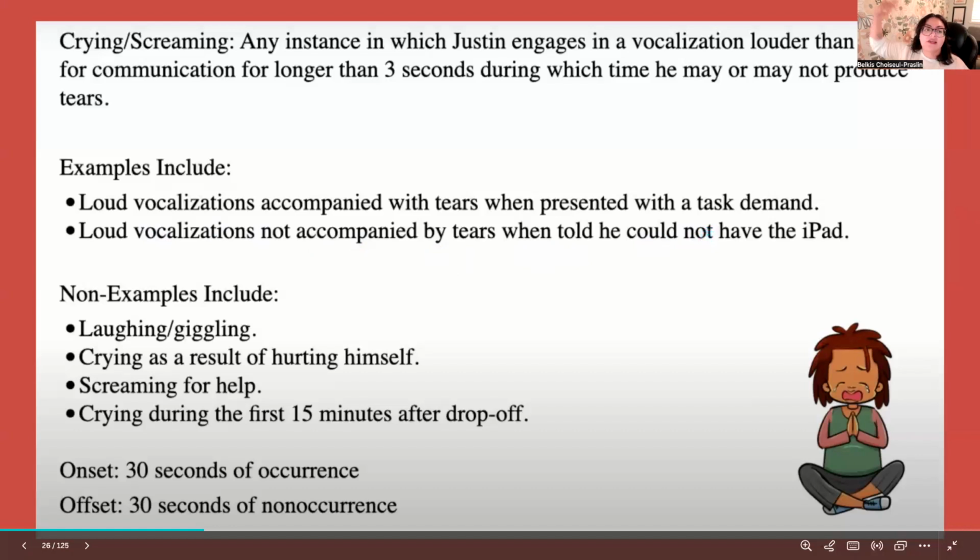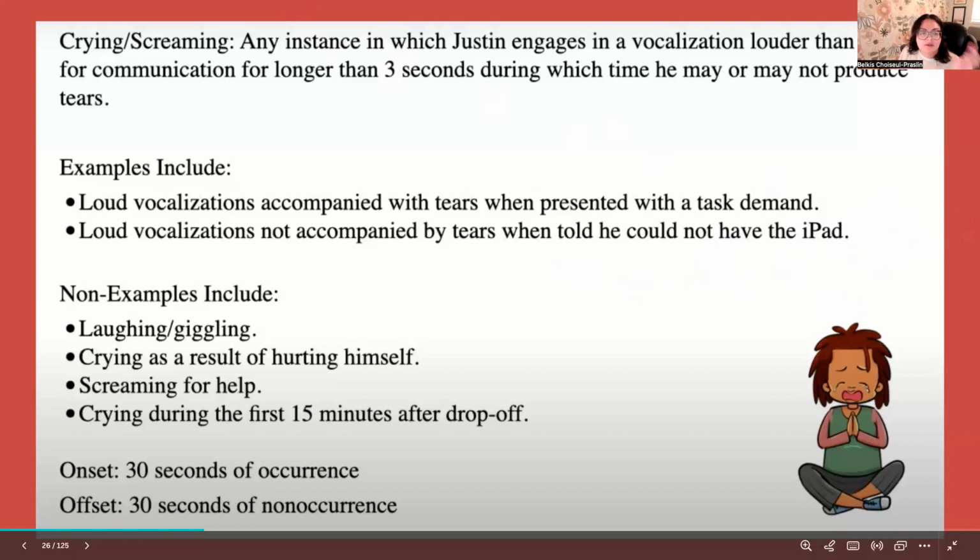All of a sudden, we got that crying, screaming, loud vocalization, because we know it happened for more than 3 seconds. And there are tears in here. Another example is loud vocalizations, not accompanied by tears, when told he could not have an iPad. So this might be a little bit more on the screaming side of this definition because we don't really see those tears, but it all fits in as the behavior we are tracking. You see that these are much more clear than the original definitions of crying, tantrum, flopping, right?